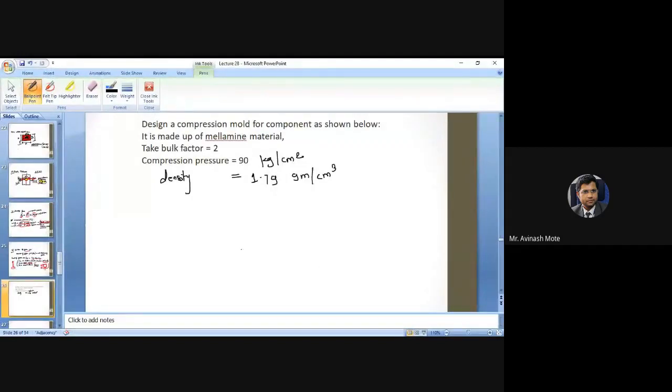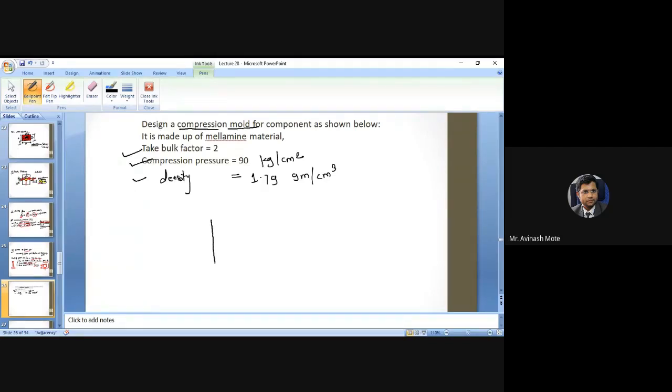Product. Okay, product is required. Let's see here now. Design a compression mold for a component as shown below. I'll draw the component also. It is made up of melamine material. With this melamine material you can take compression pressure, but no need to worry about that. Compression pressure is also given, bulk factor is also given, and density is also given. Just we need the product.